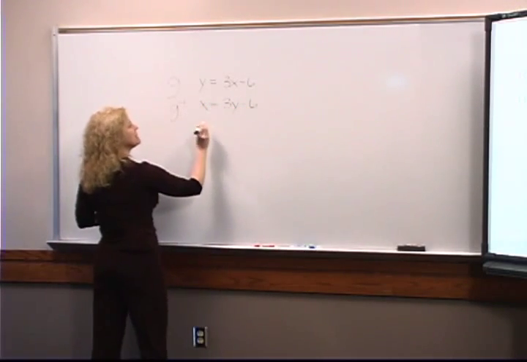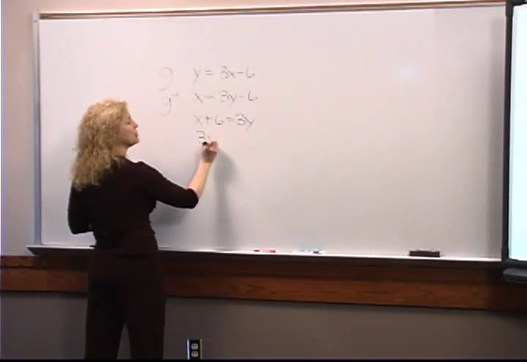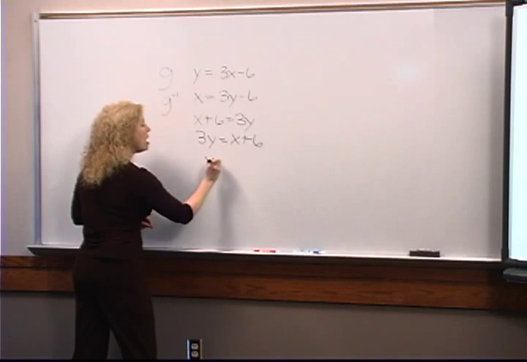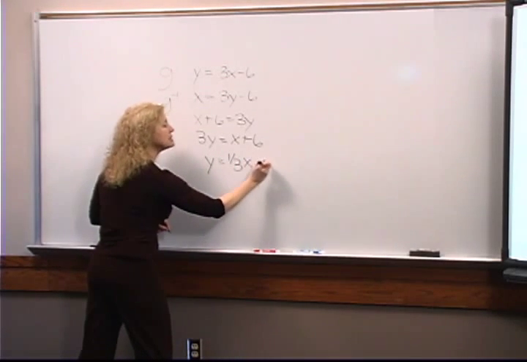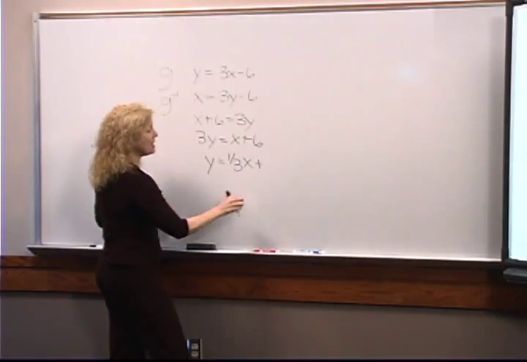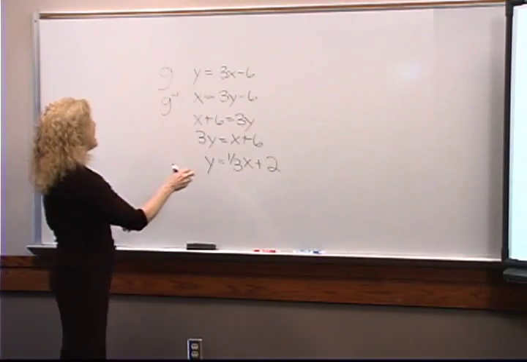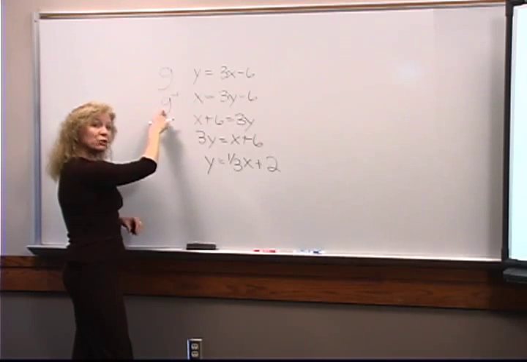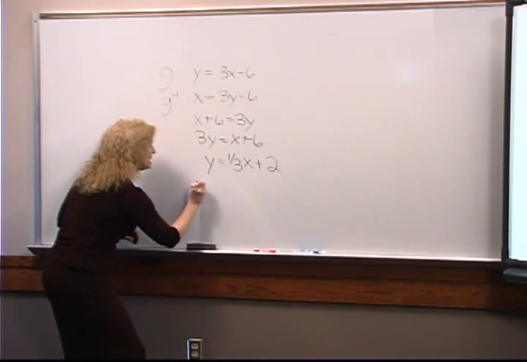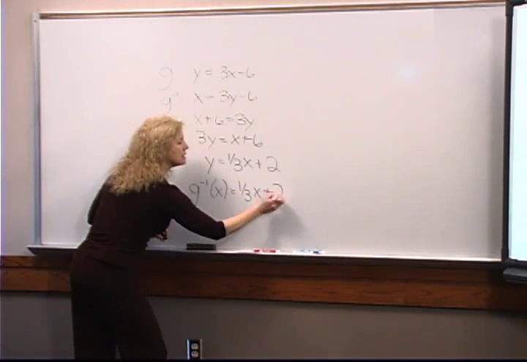So I can add my 6 across. x plus 6 is equal to 3y. Or 3y is equal to x plus 6. And then divide all the way through by the 3. y equals 1/3 x plus, whoops, how about if I divide that guy too? 6 divided by 3 would be 2. Now, this has become g inverse, and so if you'd like to use the function notation, it would be g inverse of x is 1/3 x plus 2.